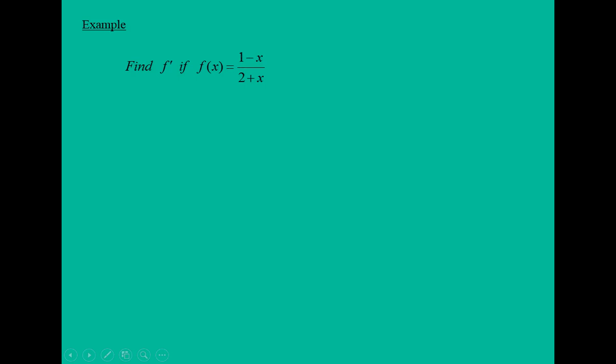Find the derivative, or f prime, if f of x equals 1 minus x divided by 2 plus x. We're going to use our definition of a derivative. And again, we're plugging in x plus h to 1 minus x divided by 2 plus x minus our f of x, all divided by h.